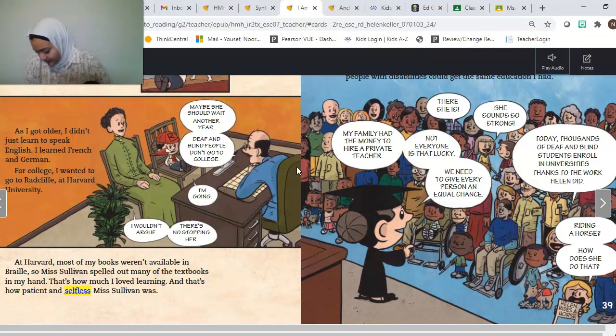How does this add to your understanding of how Helen inspired others? It helps me see how Helen proved to people that those with disabilities are just as able to study and learn as anyone else. She showed it was possible to overcome challenges with hard work.